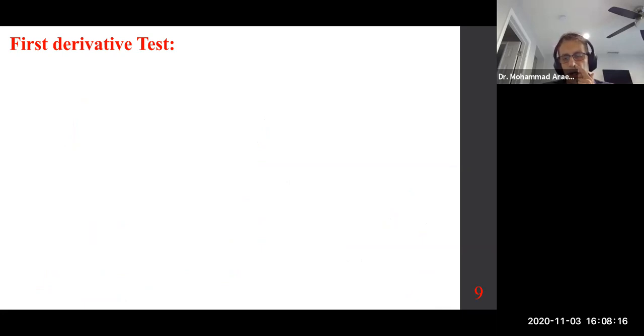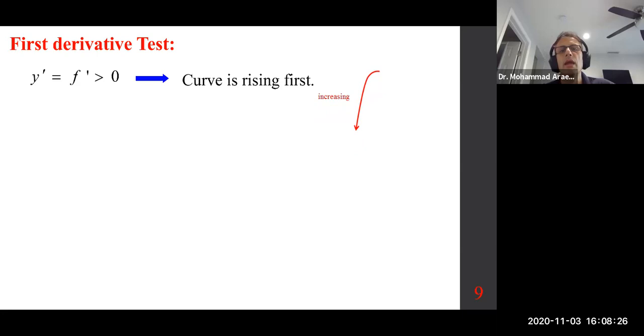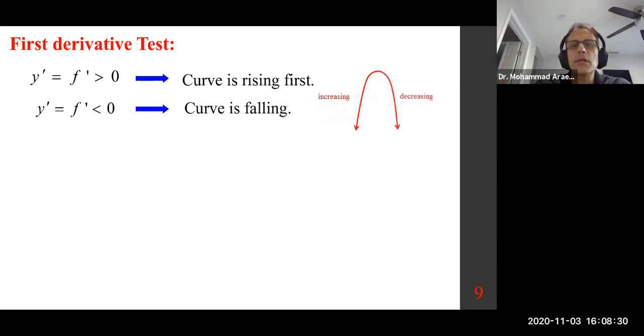All right, so if y prime or f prime is positive, the curve is rising first. Take a look. We have increasing, then decreasing, just increasing and then decreasing. This is a local max.